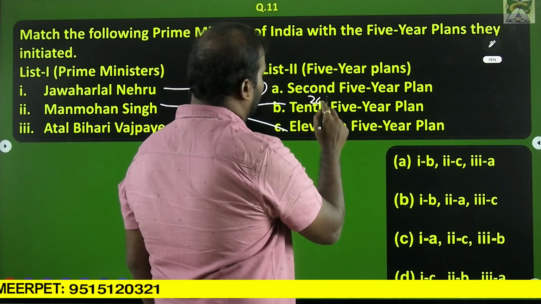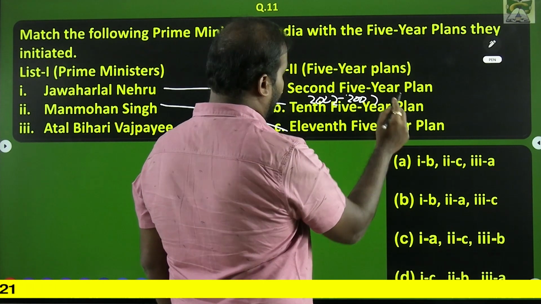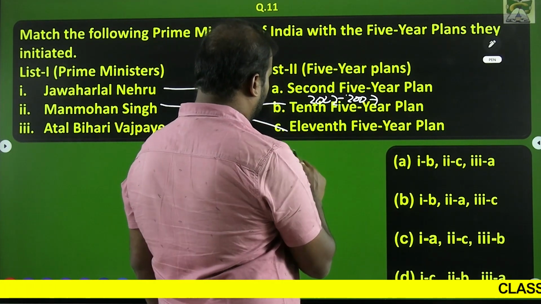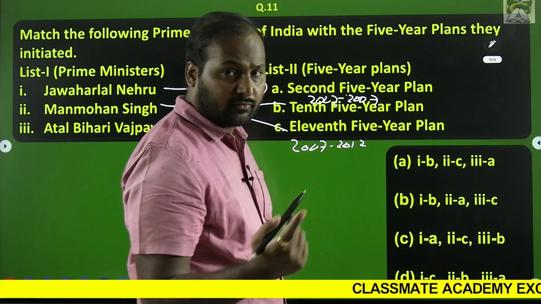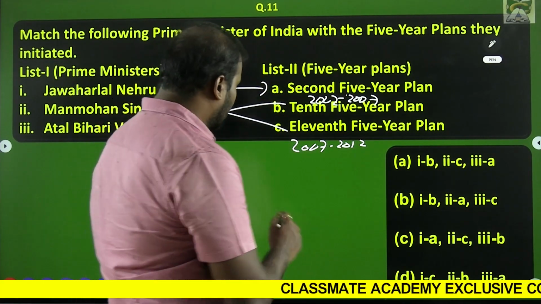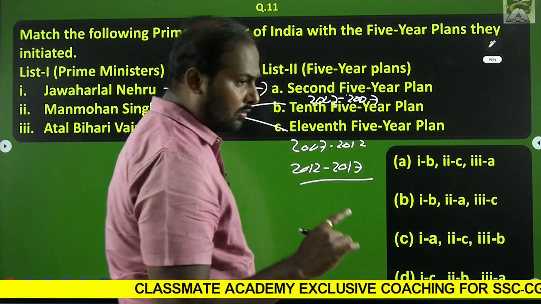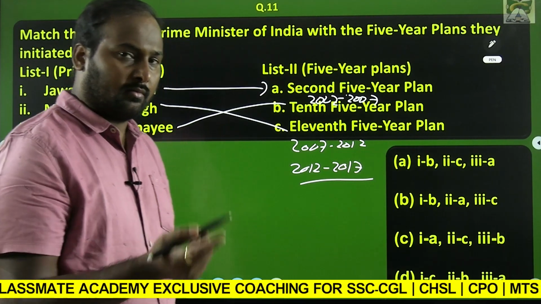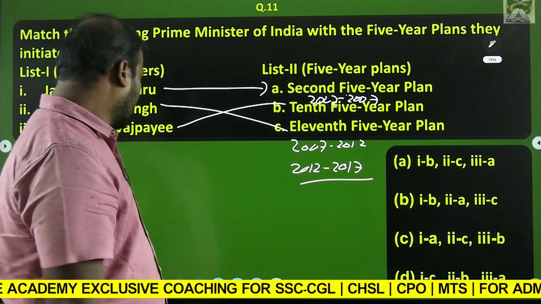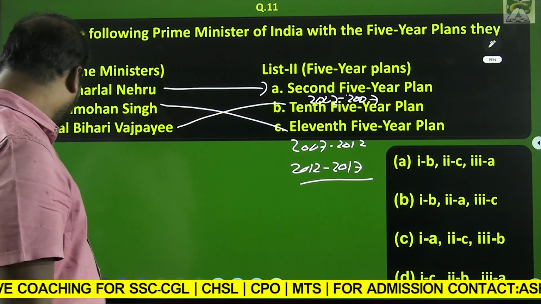That is from 2002 to 2007. Whereas the 11th 5-year plan is from 2007 to 2012. And the last 5-year plan, the 12th 5-year plan, is from 2012 to 2017. Later on, the Planning Commission was abolished, and in its place, Niti Aayog came into force. So this is the matching for this topic. This question is from economy.